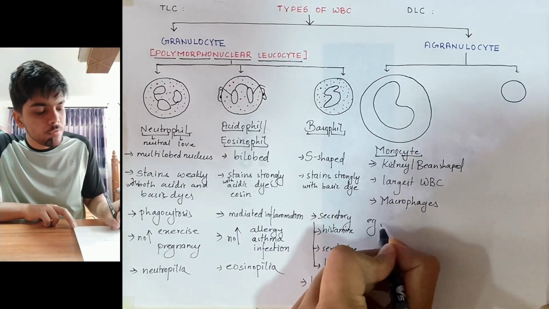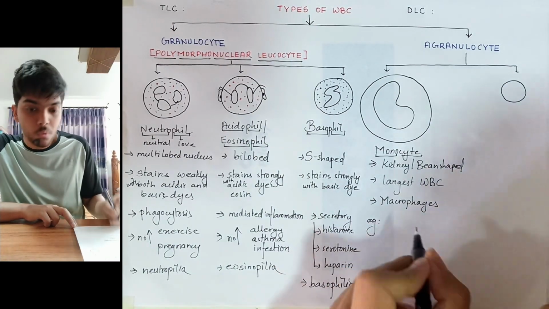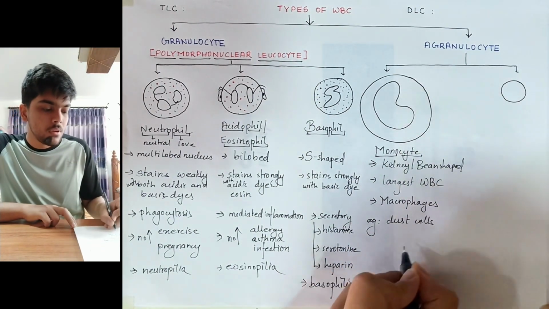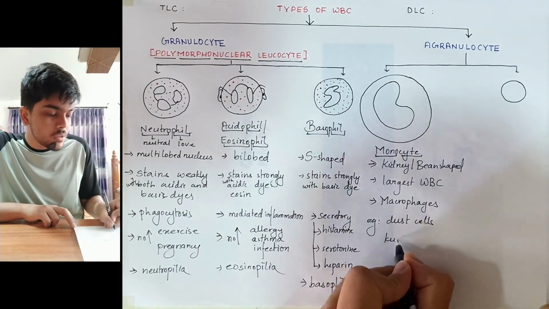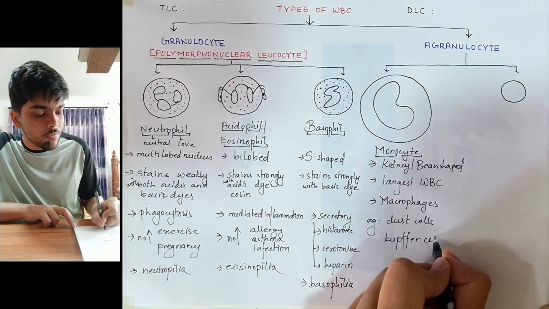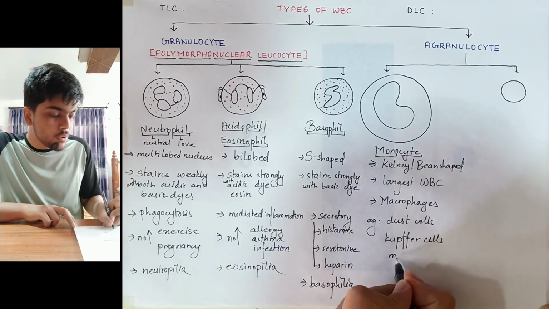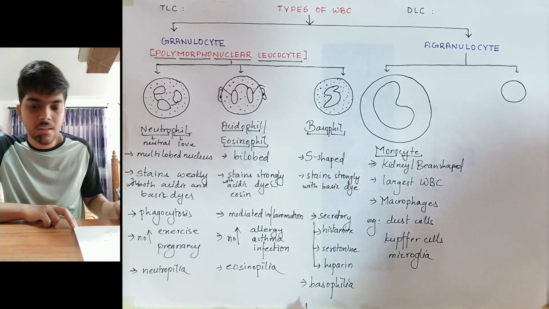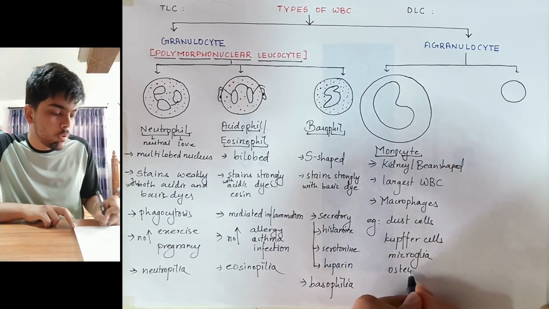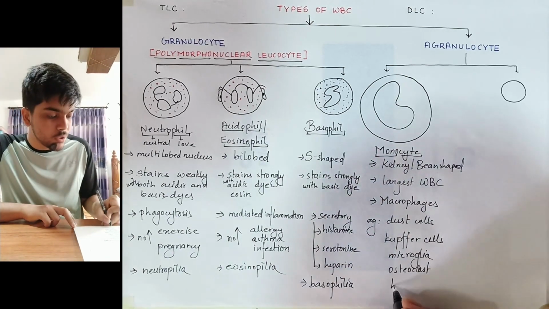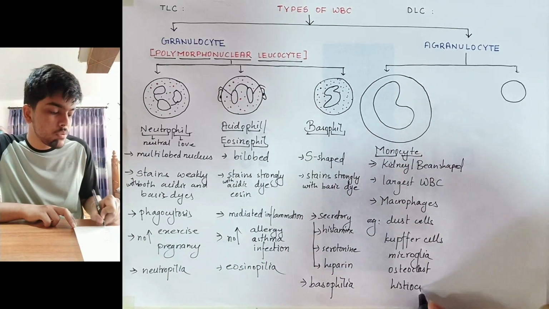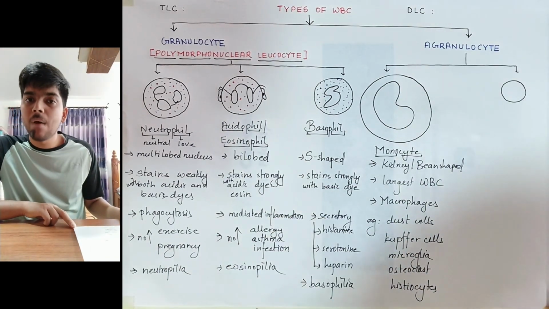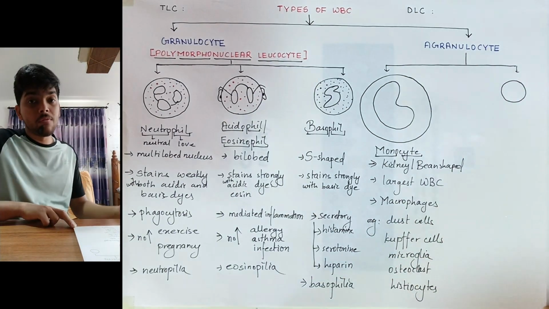There are various types of macrophages found in different parts of your body. Let me mention a few. There are your dust cells found in the alveoli of lungs. And then there are your Kupffer cells, which are found in liver. There are microglia or microglial cells found in brain or nervous system. Osteoclasts found in bone. And then there are your histiocytes, which are found in connective tissue. These are the various types of macrophages found in different parts of the body. All of them have the same or similar function.